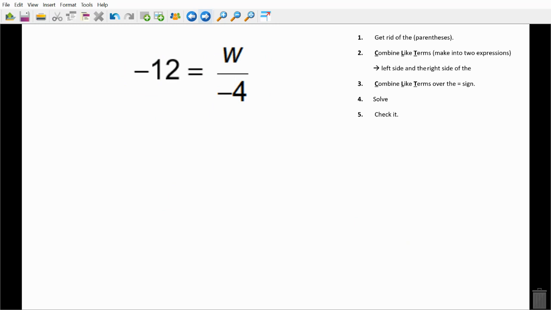Ooh, what's happening to W here? All right. It's being divided. So I did not do this last time. I'm sorry. Number 1 is get rid of parentheses. Do you see parentheses here? Nope. All right. Step 1's done.